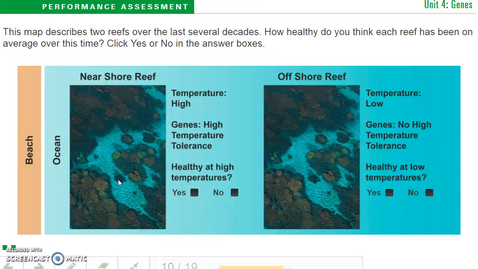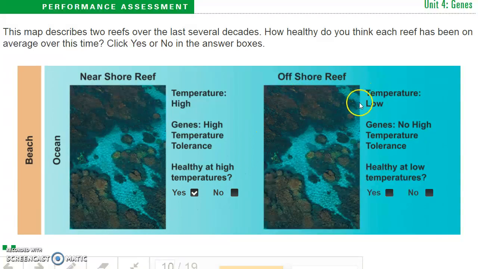This map describes 2 reefs over the last several decades. How healthy do you think each reef has been on average over this time? Okay, so the nearshore reef, this is what it's been experiencing. It's had a high temperature. Its genes have alleles that allow it to tolerate high temperatures. So do you think that this nearshore reef has been healthy at high temperatures? I think I heard a yes.